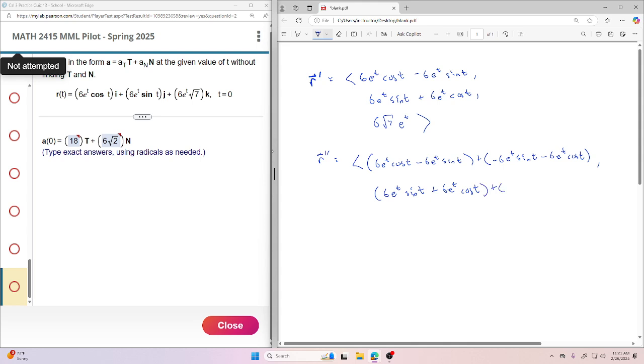But then I actually have to take the derivative of this guy. So cosine will go to a negative sine. And then this guy is the same. Notice that I'm putting my square root 7 in the front. I know that it's not super conventional, but it reminds me it's a number.